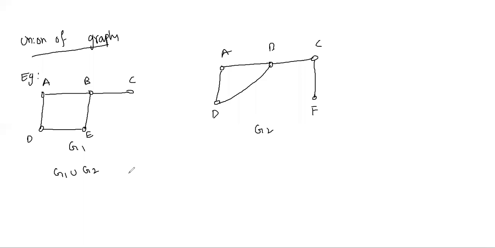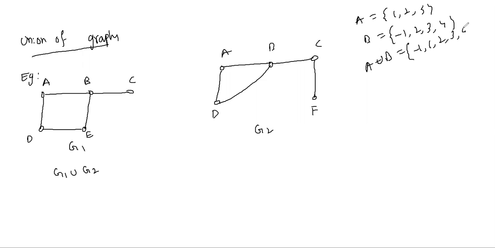Any new edge that is in any one of the graphs, you have to add. To understand this, for example, there are two sets. A is 1, 2, 3. Next B is -1, 2, 3, 4. We write A union B. The values which are repeated two times, we write one time. For example, 2, 3, 2, 3, you have to write one time. So -1, 1, 2, 3, 4.